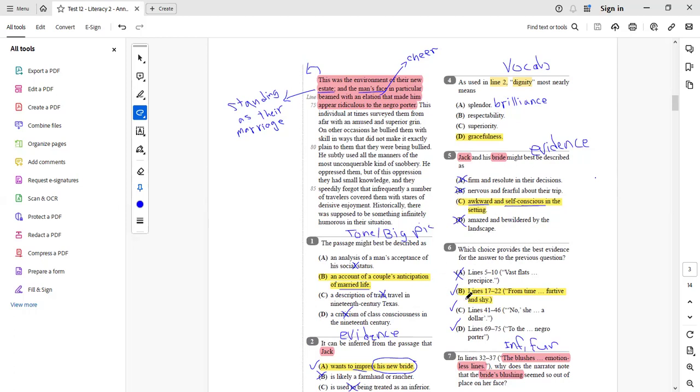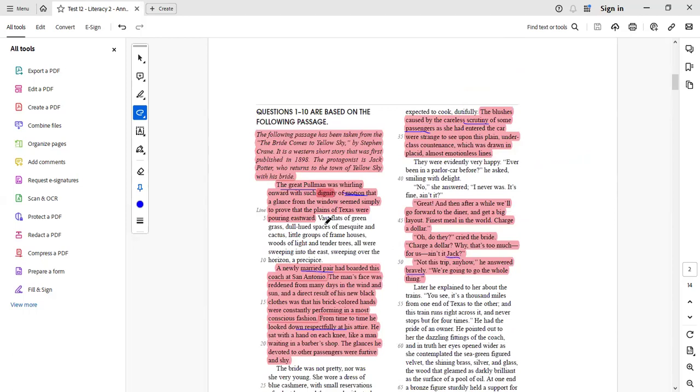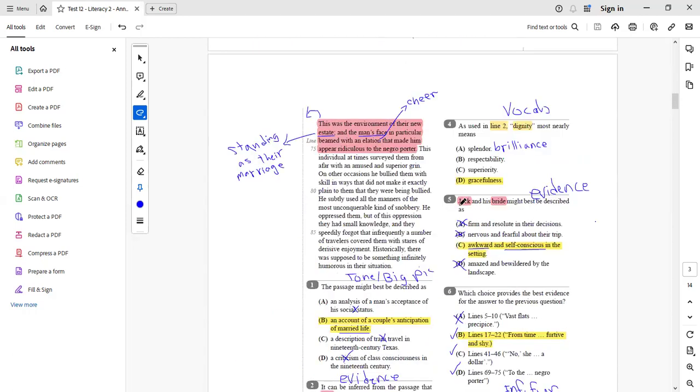As you can see here, they were mentioned in B, C and D, but we will go to one of them. From 5 to 10, from vast flats to precipice. Vast flats of green grass, dull hued spaces of mesquite and cactus, little group of frame houses, walks of light and tender trees, all were sweeping into the east, sweeping over the horizon. As you can find here, nothing talks about the bride or Porter. So it's not right.